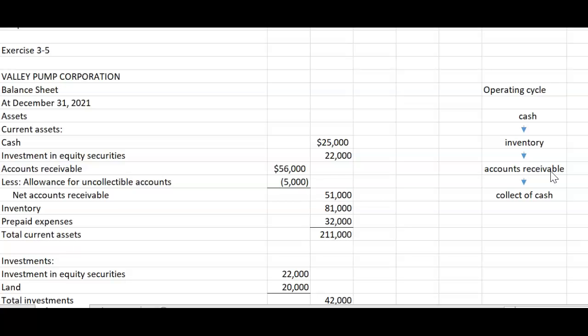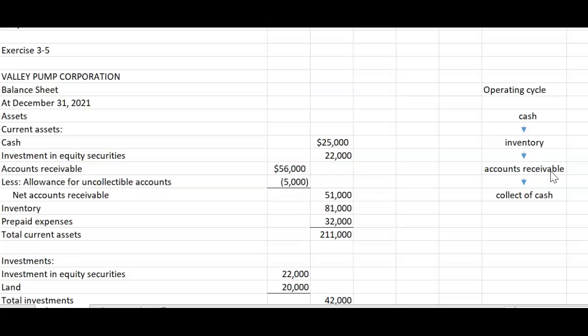Now, look at exercise 3-5, the balance sheet preparation, and they give us the following ending balance of accounts in December 2021 for Valley Pump Corporation. And they give it to us in different orders. And at the end, they give us additional information.